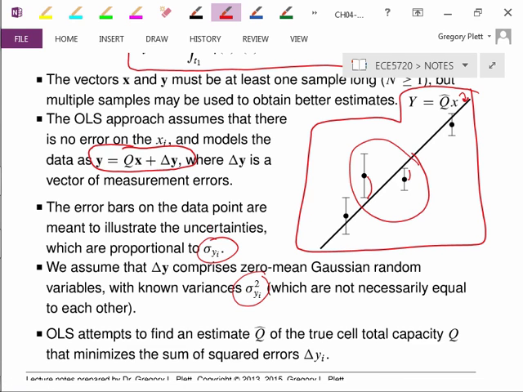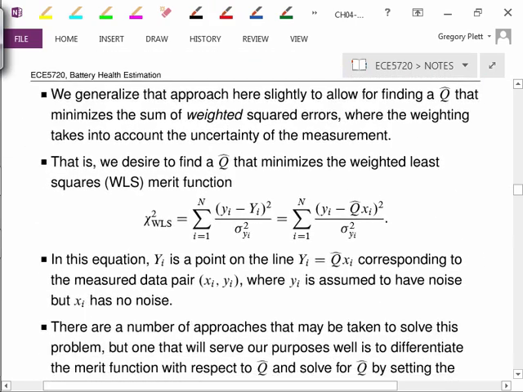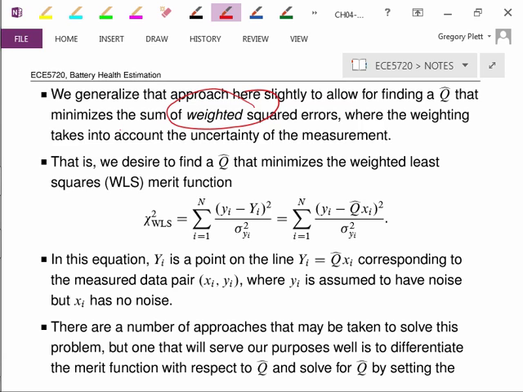The ordinary least squares will try to find an estimate of the slope, the true cell total capacity, Q hat, that minimizes the sum of squared errors on the delta yi's. And we're going to do it in a weighted sense, so that we weight the error, like we said, by the uncertainty of the measurement. Whenever we're doing some kind of optimization, and here we are optimizing a Q hat, we minimize, in some sense, the distance between the line and the data points, the weighted distance in our case.